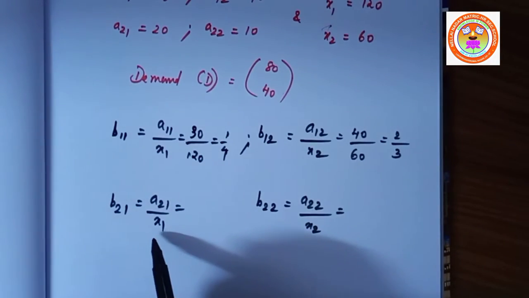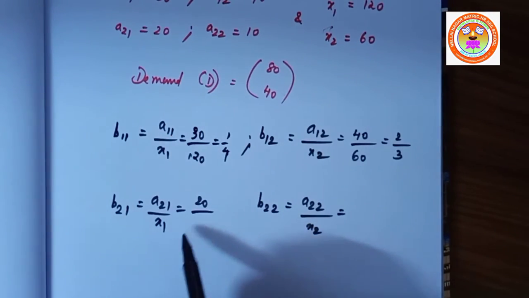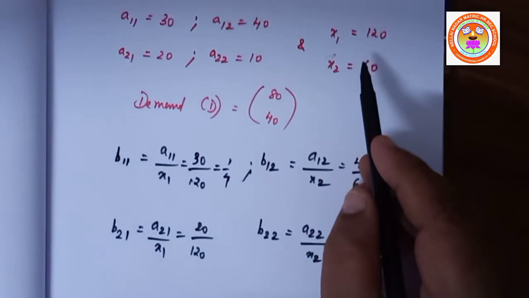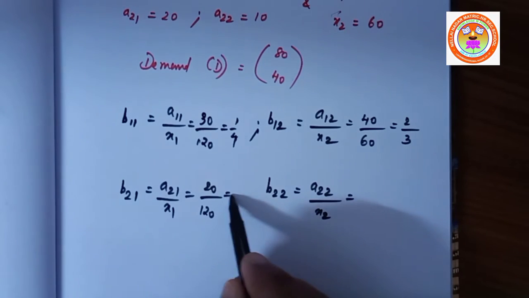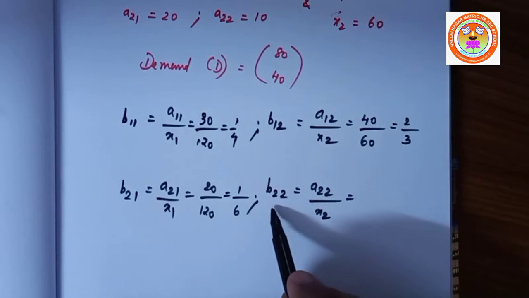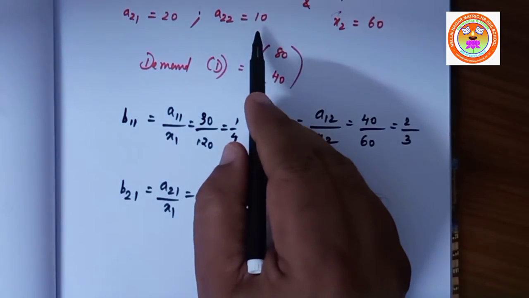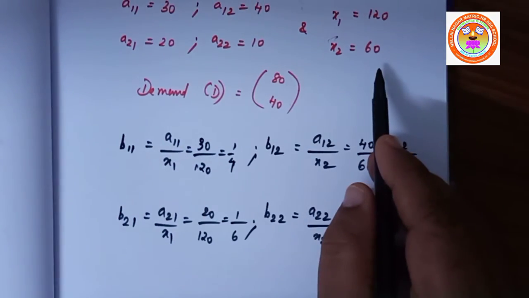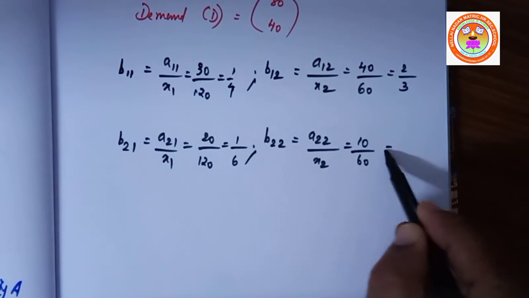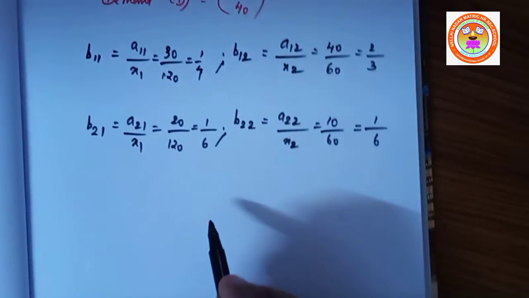Then A21 by X1. A21 here is 20, and X1 is equal to 120. If you divide by the 20 table, that is 1 time and 6 times. Finally, B22 is equal to A22 divided by X2. A22 here is equal to 10 and X2 is equal to 60. 10 divided by 60. We can go for the 10 table, we'll be getting 1 in the numerator, 6 in the denominator, 1 by 6.